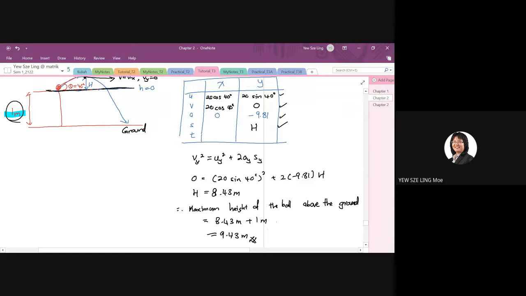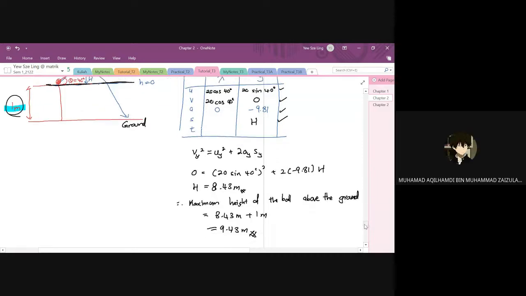1 mark akan ditolak kalau kamu terlupa kira height of the ball above the ground. Dan inilah part yang biasanya pelajar lupa. Okay, sebab mereka excited. Mereka ingat, oh hebatnya saya sudah dapat H ini. Tapi dia belum jawab soalan sebenarnya. So that is your question A.